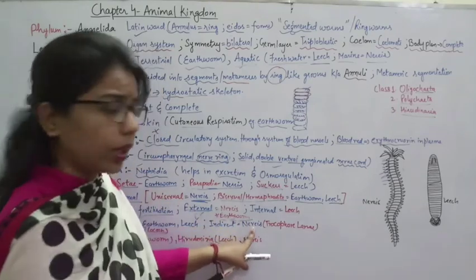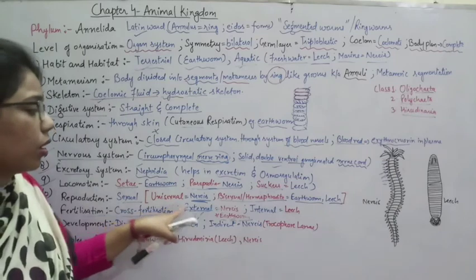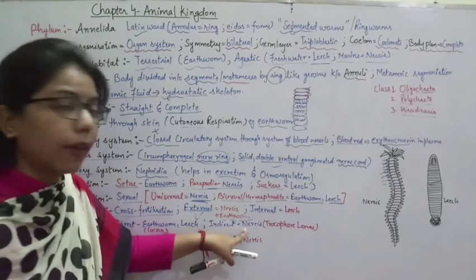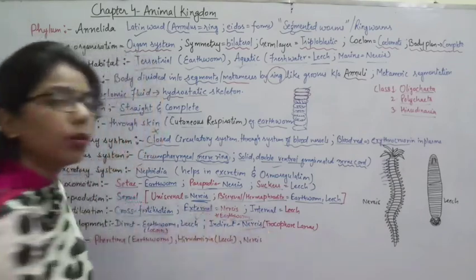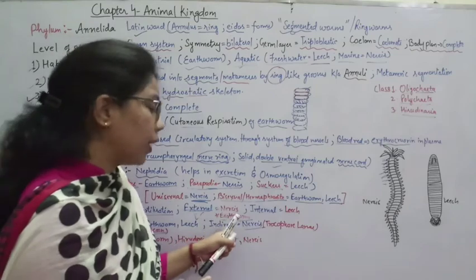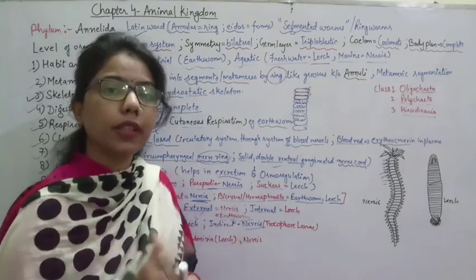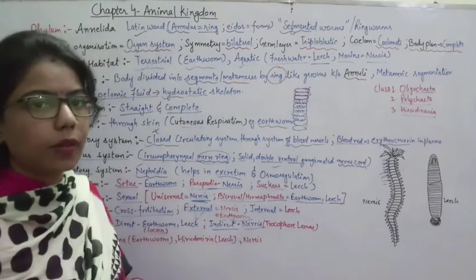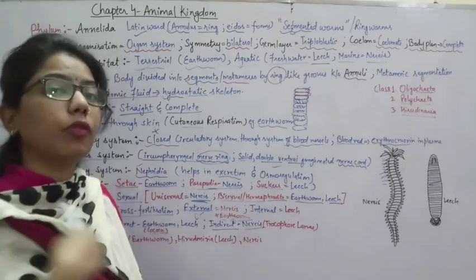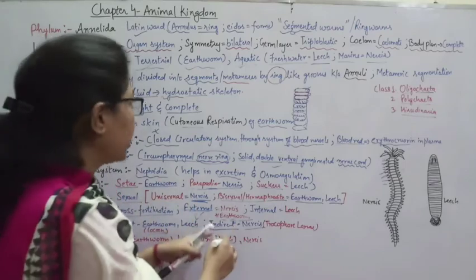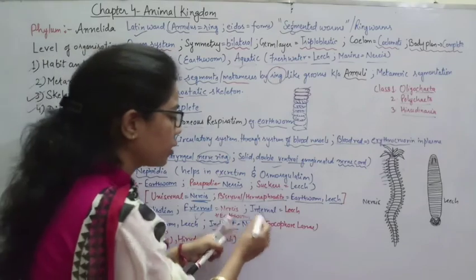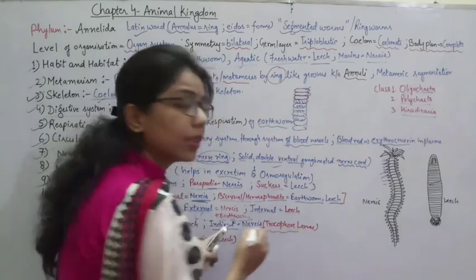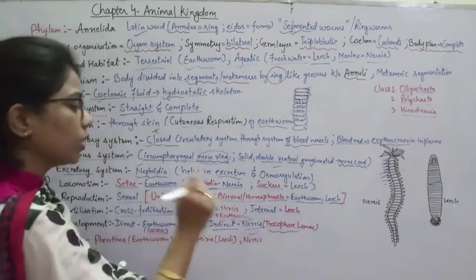But the Nereis, which is unisexual and has external fertilization, what kind of development will it have? Indirect development. And when indirect development takes place, when there is formation of a larval stage, it means some larva will be forming here. We have already done different types of larva in different phyla. So here in case of Annelida, especially in case of Nereis, because the development is indirect, what type of larva is it here? Trochophore larva.